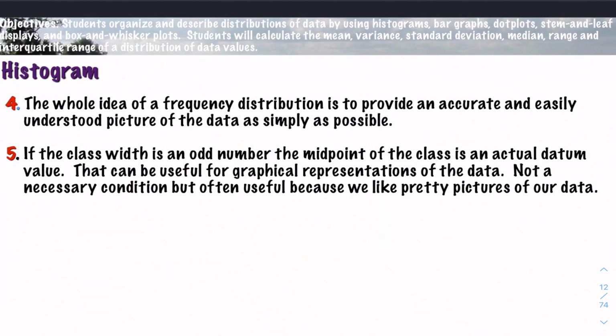Number 4, the whole idea of a frequency distribution is to provide an accurate and easily understood picture of the data as simply as possible. You want someone to be able to look at your chart and understand what this data set represents. If the class width is an odd number, the midpoint of a class is an actual datum value. That can be useful for a graphical representation of data. Not a necessary condition, but often useful because we like pretty pictures of our data.